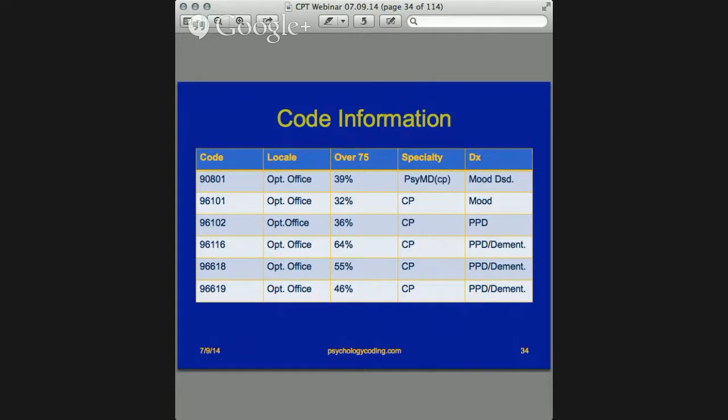Notice that 101 is primarily used as a code for young individuals, relatively speaking, and the 118 code is used for older individuals. Notice that dementia is the typical diagnosis for 118, and the mood disorder is the typical diagnosis for psychological testing. This particular slide, although it's now slightly outdated, tells you several important things. Psychological testing and neuropsychological testing is almost always done in an outpatient office. Psychological testing is for younger individuals. Neuropsych testing is for older individuals. Psychological testing is almost always associated with a mood disorder, and neuropsych testing is associated with dementia.